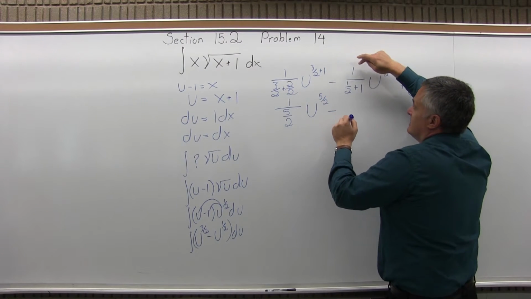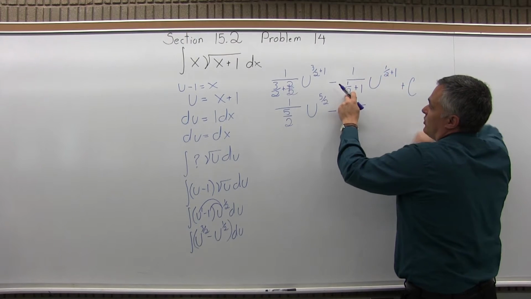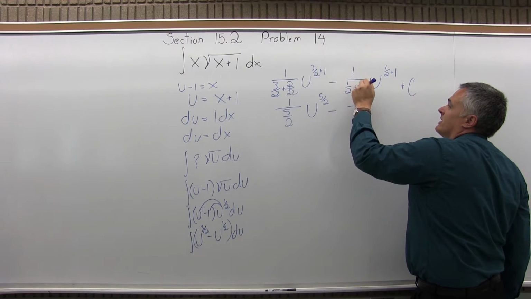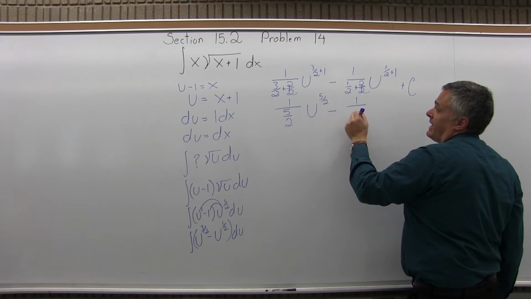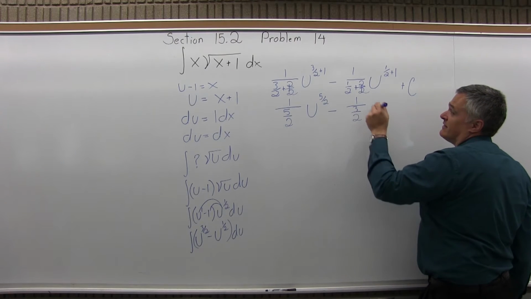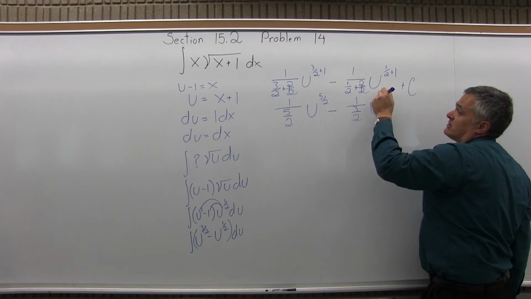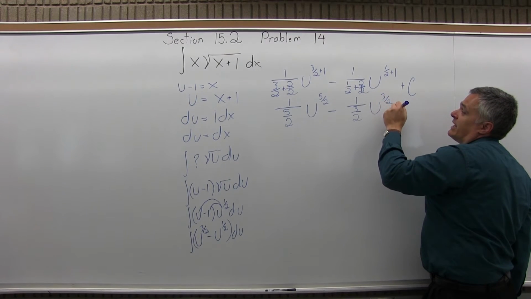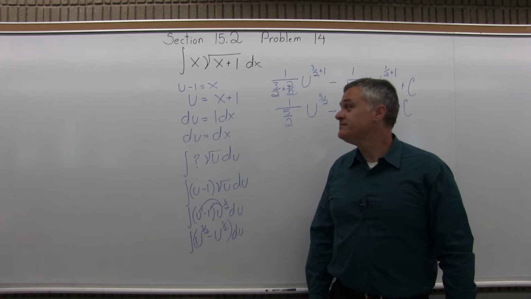Then minus 1 over 1/2 plus 1. Again, think of the 1 as 2 over 2. Now I have a common denominator of 2. Add the numerators, 1 plus 2 is 3. So 1 over 3 halves, u to the same fractions being added, same answer: u to the 3 halves, plus a constant. Not done yet, but getting better.